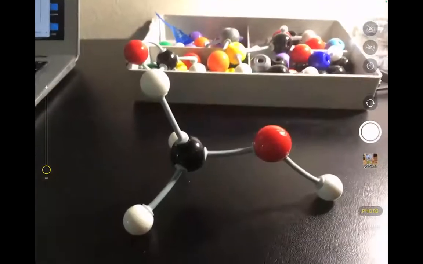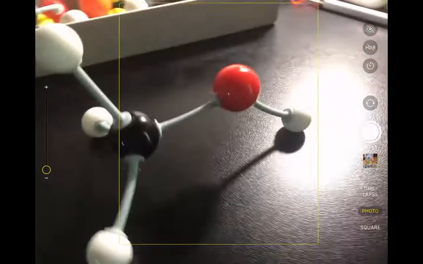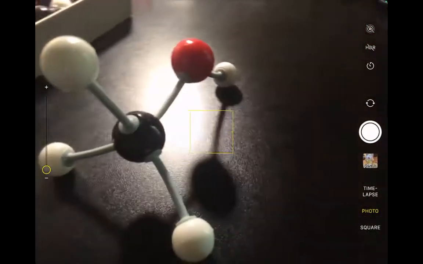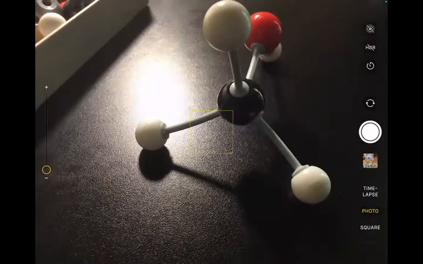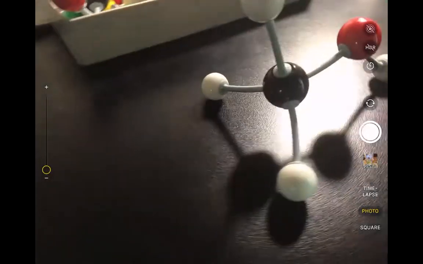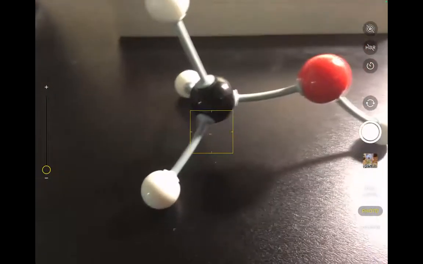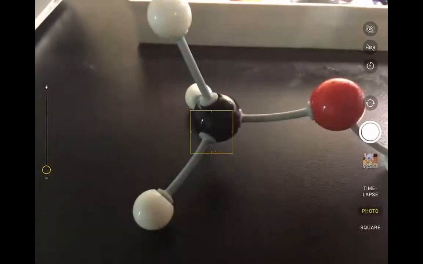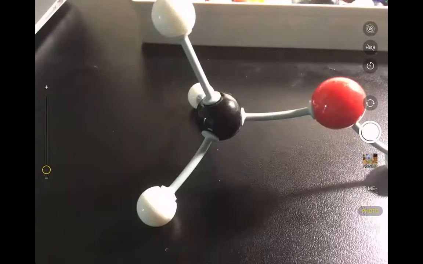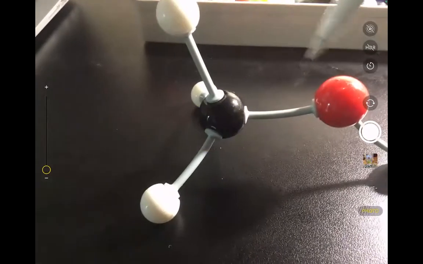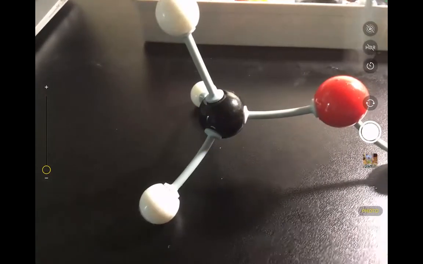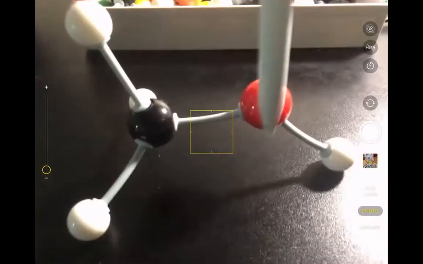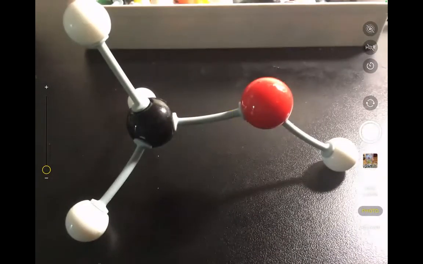And so if I move this camera around, you guys can kind of see the different perspectives. You guys can kind of see the 3-dimensional character. So they're both tetrahedral. Both central atoms are tetrahedral in electron geometry, but molecular geometry dictates. Molecular geometry ignores any lone pairs as contributions to the overall shape.